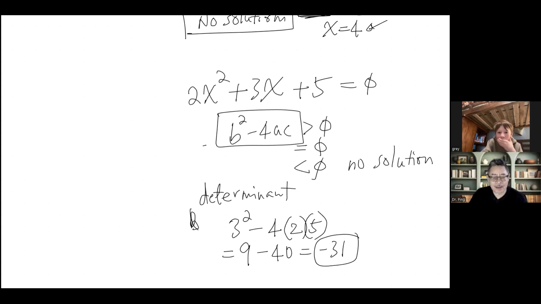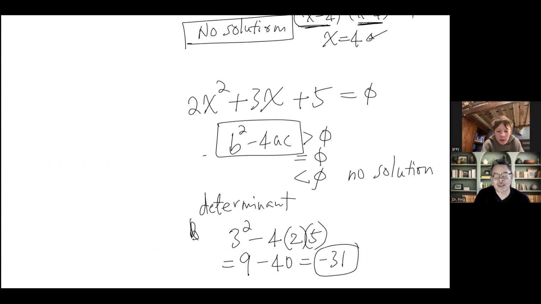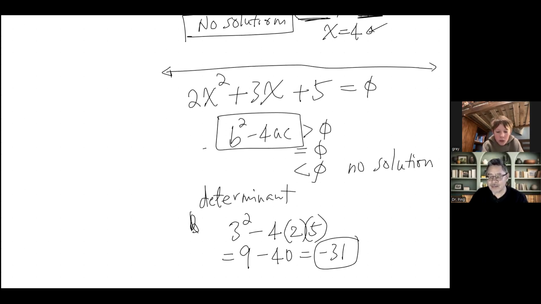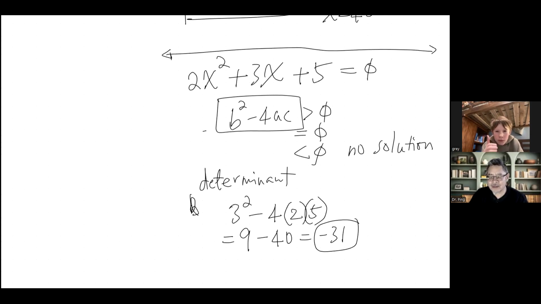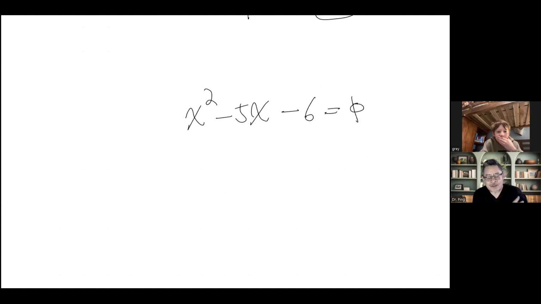Okay, right now this exercise is not to find the solution. We just need to know whether or not we have a solution. Good? Good, Grayson? Okay, all right, let's do this one. x squared minus 5x minus 6 equal to 0. You'll find out whether or not it has a solution, okay?